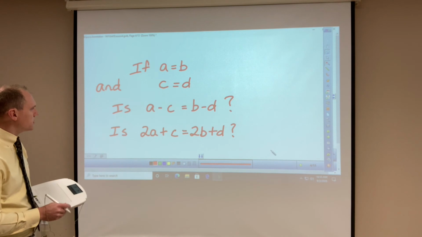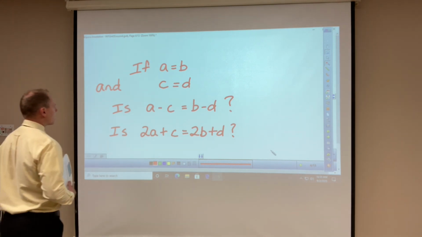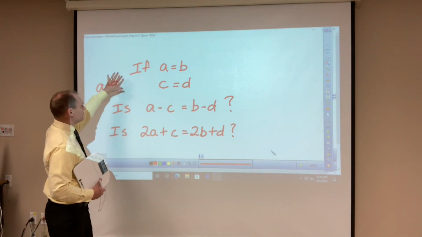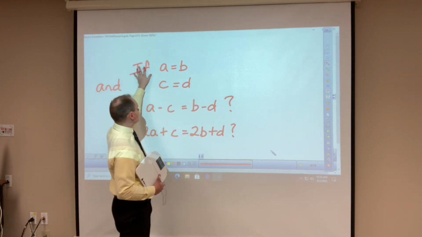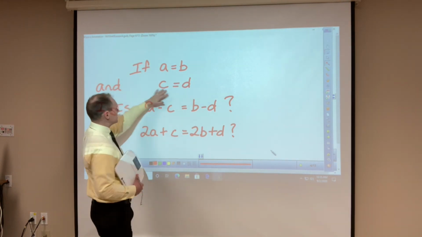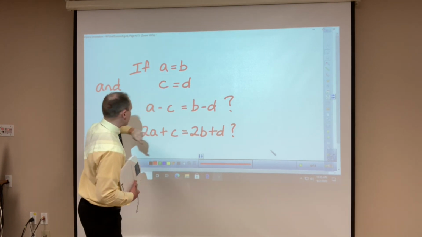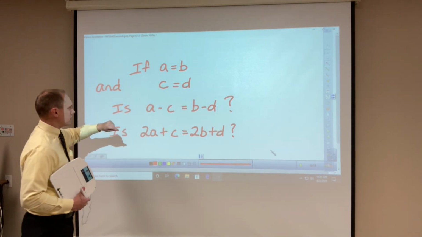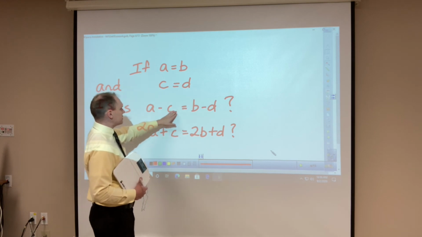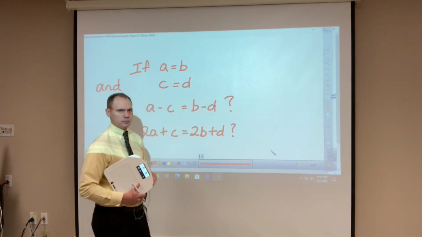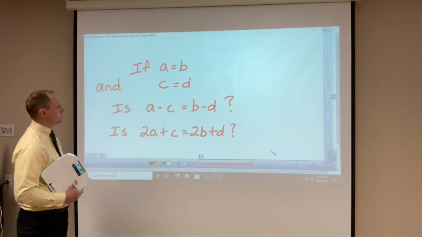So that leads into our next point here. So we're assuming A is equal to B and C is equal to D. So that's what we're given. So if that is true, what do you think here? Is A minus C equal to B minus D? Let's start with that one.